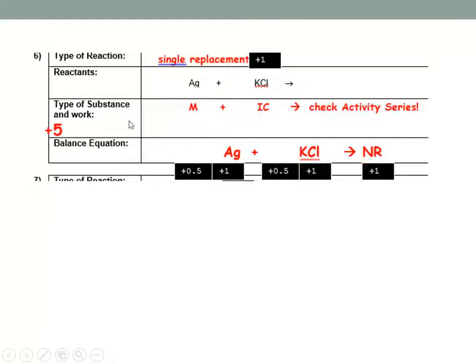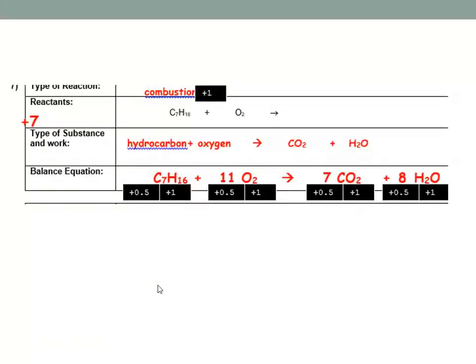For 6, this is single replacement, metal plus an ionic compound. Remember, these are already happy. So in order for this metal to replace the metal in KCl, we need to ask ourselves the question, is Ag higher, more reactive than K? And the answer is no. So it's a no reaction, but to get full credit, you have to put the reactants Ag plus KCl, and that gives you NR, and the coefficients are 1 because it can't balance anyways.